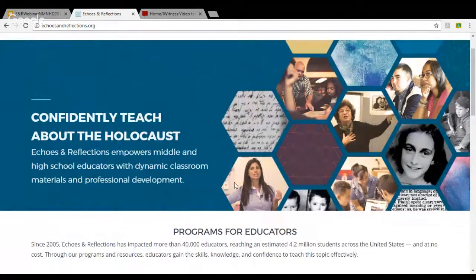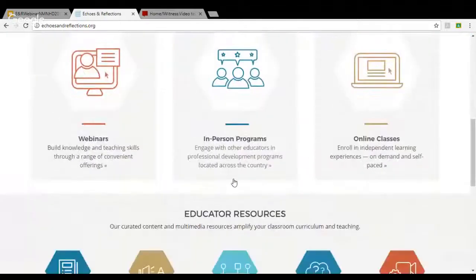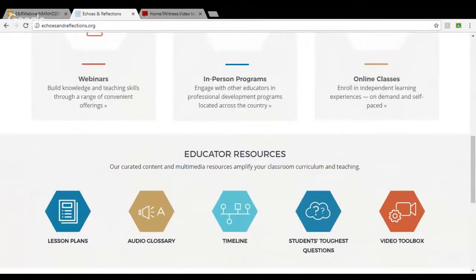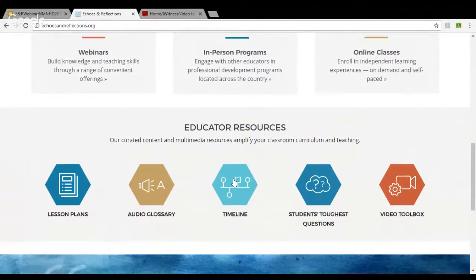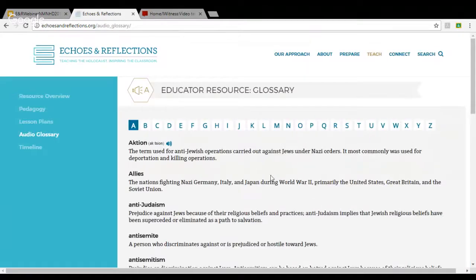This looks quite different than the site that you may have used with your students last year. We have a lot of information on our front page about the different additional ways that you can interact with Echoes. But I also wanna show you here the links to some resources that can help your students. The very first thing, very basically, is our audio glossary. And this is a new version of our old glossary.